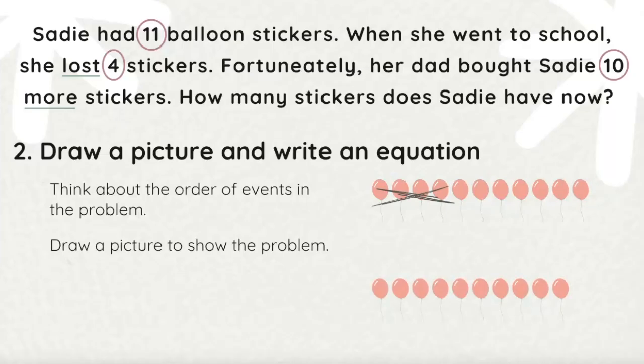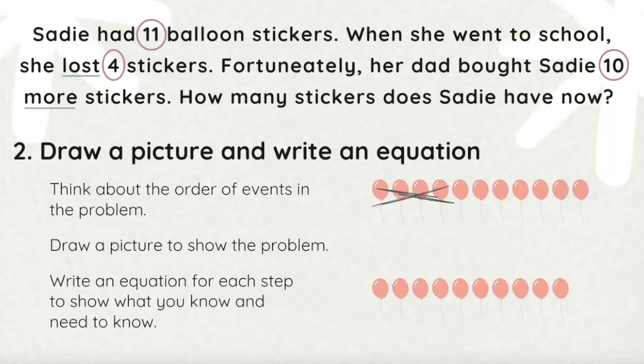After drawing the problem, I need to write an equation for each step to show what I know and what I need to know. Since there are 2 steps in these word problems, I need to write 2 equations. So I know that she started with 11 stickers and lost 4, meaning my equation should be 11 minus 4 equals question mark. The question mark is what we don't know yet. Our next equation should be Sadie getting the 10 stickers her dad bought. This means that I need to add 10 plus the question mark amount to find our final answer.